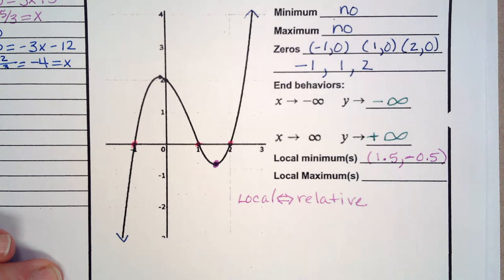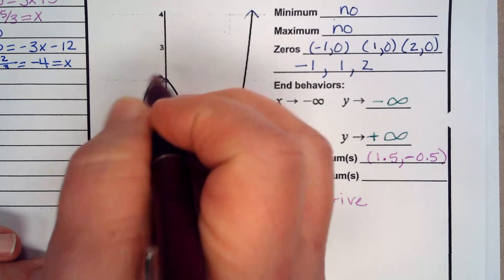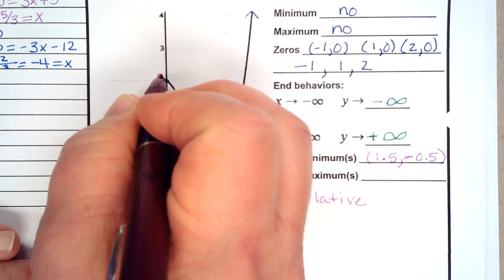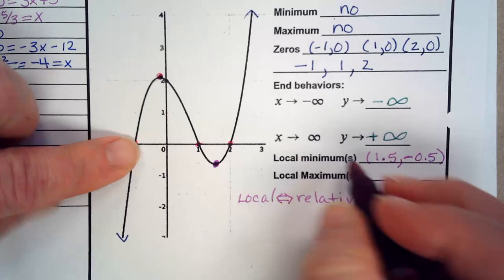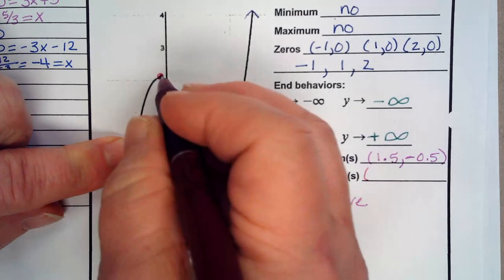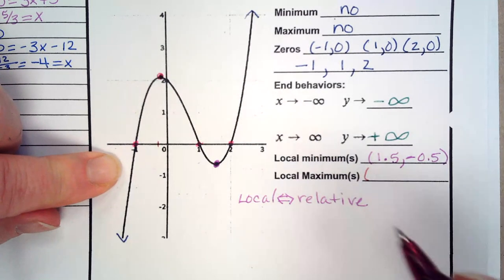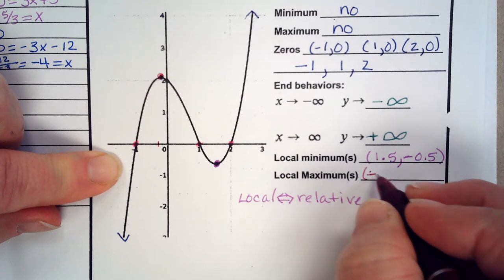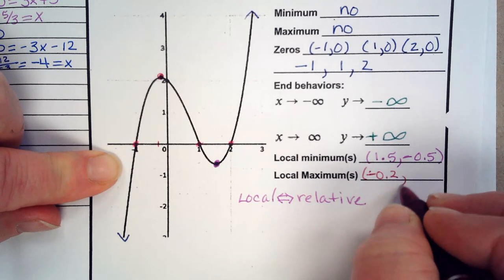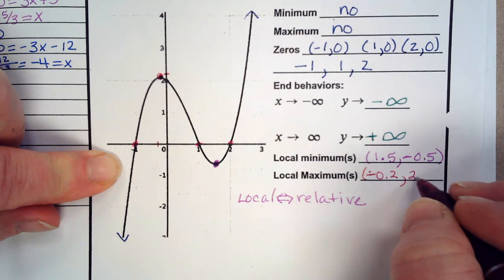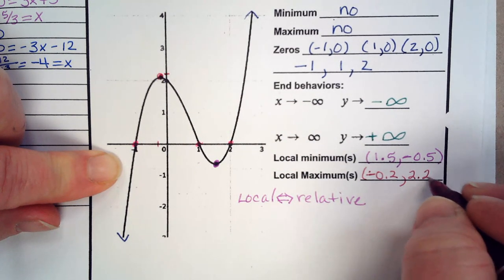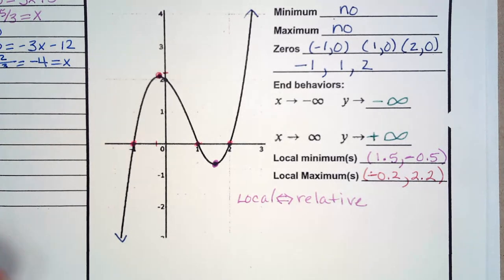For a local maximum, this is where it goes from a positive slope to a negative slope. Once again, I'm going to have to do a guesstimation. This is probably about -0.2, and this is about 2.2. Remember, those are guesstimations.